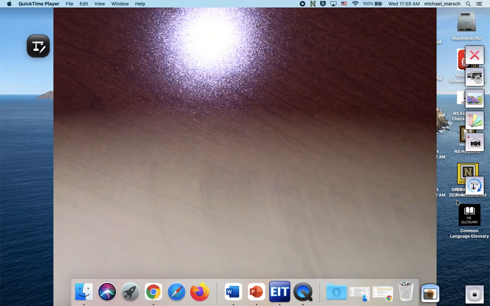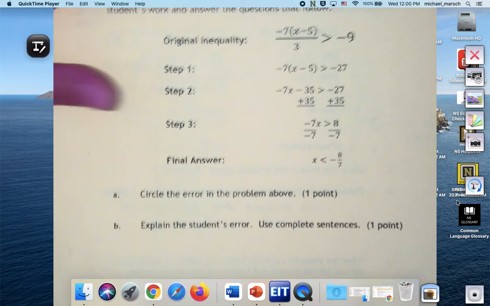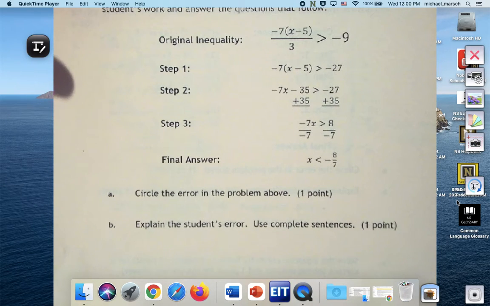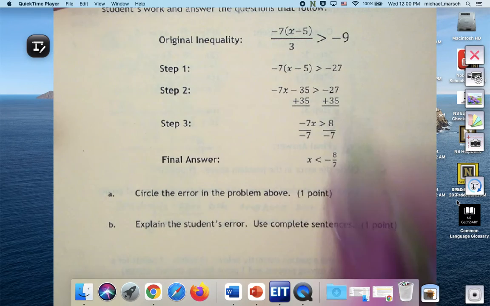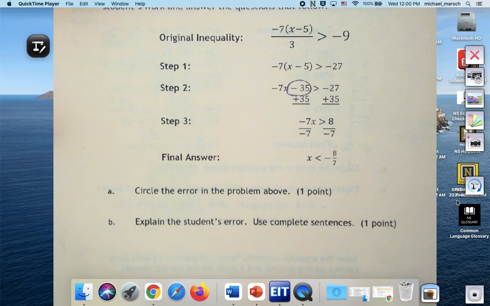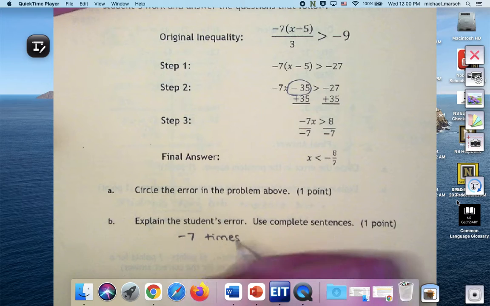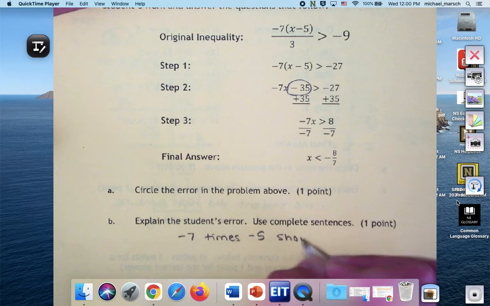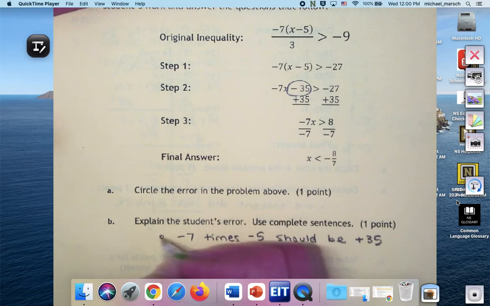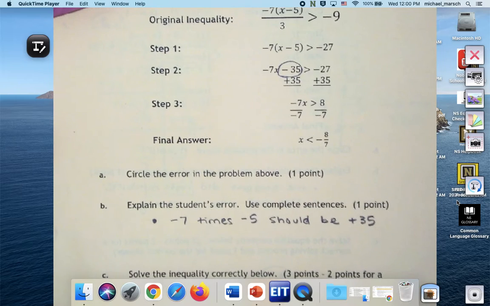Number 8. Who can tell me what was this student's mistake? They started out strong. Then they made a rookie mistake. What was it, Maggie? They did negative 7 times negative 5, and they said negative 35, but it should be positive 35. Correct. Negative 7 times negative 5 should be positive 35. Right.